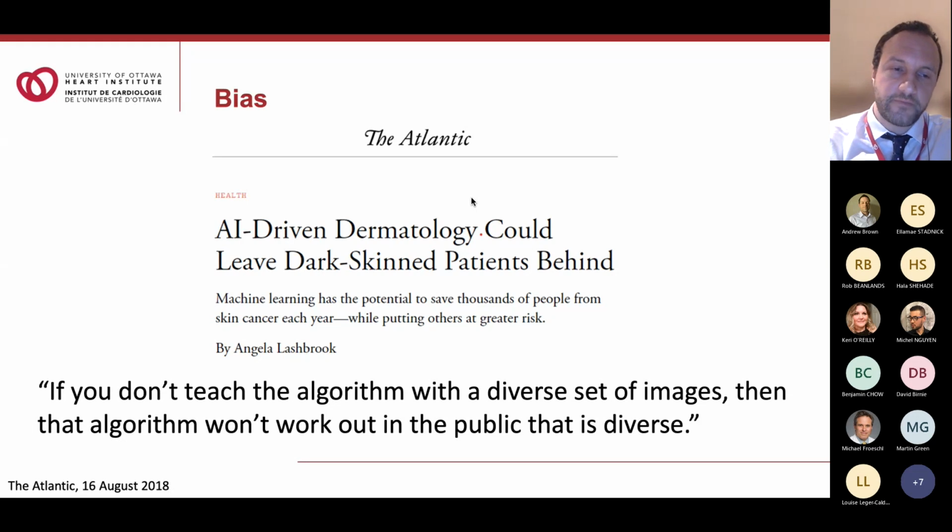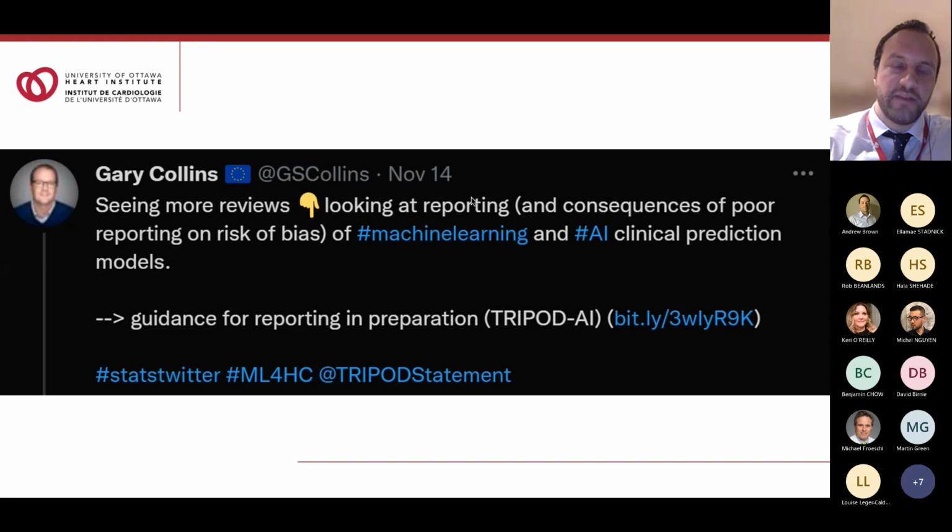So this was a quote from the article: "If you don't teach the algorithm with a diverse set of images, then that algorithm won't work out in the public that is diverse." So this is an example of bias in the field of AI. And this is a recent tweet by Gary Collins, who's a statistics reporter or a reviewer for the BMJ, and I'm thankful to Dr. Hibbert for pointing this tweet out to me.